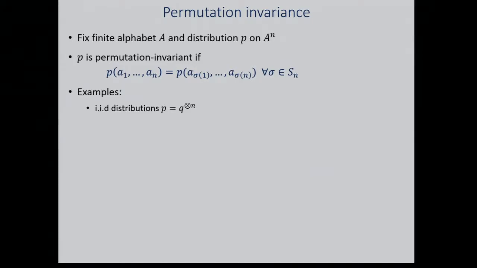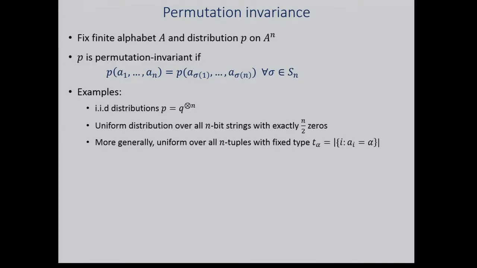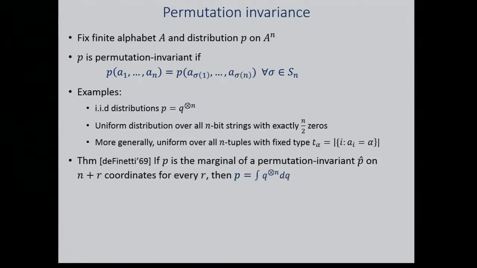So some examples, for instance, if you take a distribution that's just IID copies of the same distribution, then this is permutation invariant. But that's not the only thing. Another example of a distribution that's permutation invariant is the uniform distribution over n-bit strings that have exactly n over 2 ones and n over 2 zeros. So that's also permutation invariant. More generally, you can convince yourself easily that any permutation invariant distribution is going to be a convex combination of distributions that are uniform over all strings that have a certain type, where in the case where my alphabet is 0, 1, the type is just the number of ones. If the alphabet is bigger, you just count the number of times any symbol appears. So that's exactly the kind of distributions we're looking at.